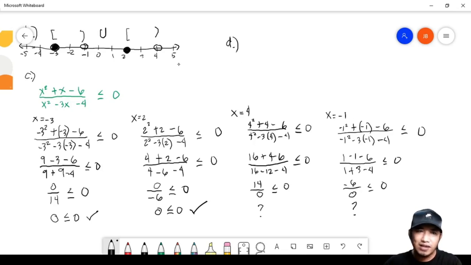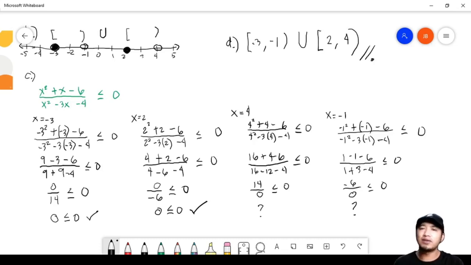For the final answer, what is the first sign? Bracket. What is the number in the bracket? Negative 3, comma, followed by an open parenthesis and negative 1. Then they are joined by a union. Next is a bracket again, with 2, and for the parenthesis, 4. That is the final answer.